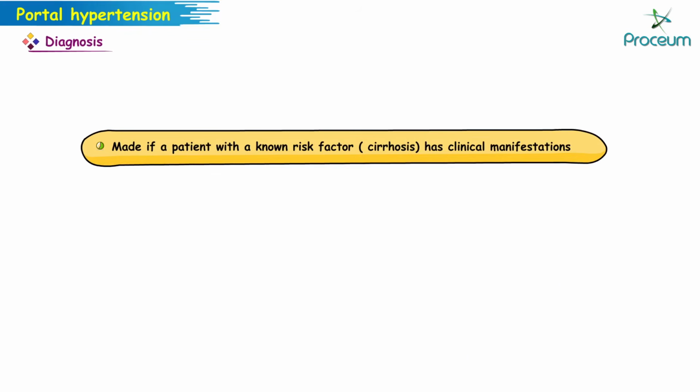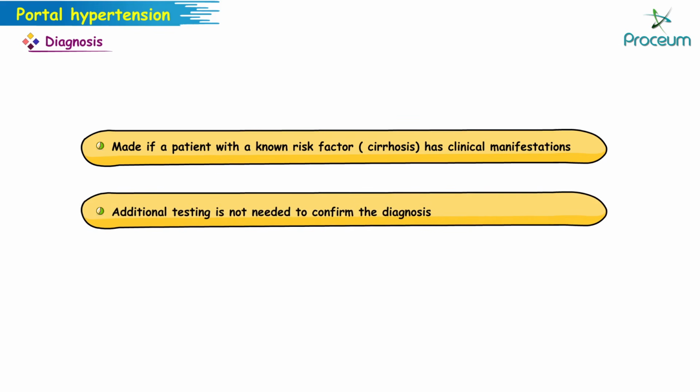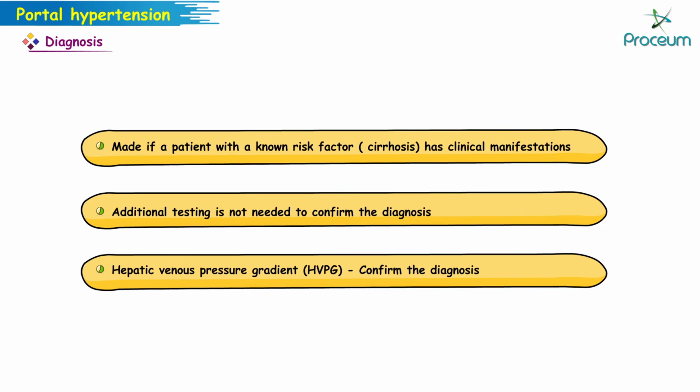Diagnosis. A diagnosis of portal hypertension can be made if a patient with a known risk factor for portal hypertension, like cirrhosis, has clinical manifestations of portal hypertension. In such cases, additional testing is not needed to confirm the diagnosis. However, if the diagnosis is in doubt, the hepatic venous pressure gradient can be determined to help confirm the diagnosis.